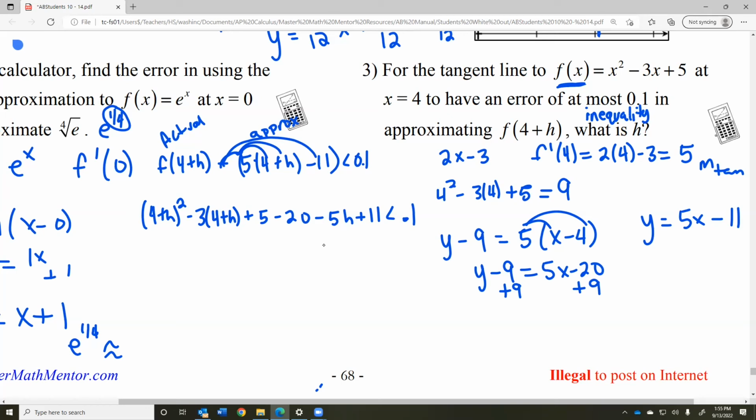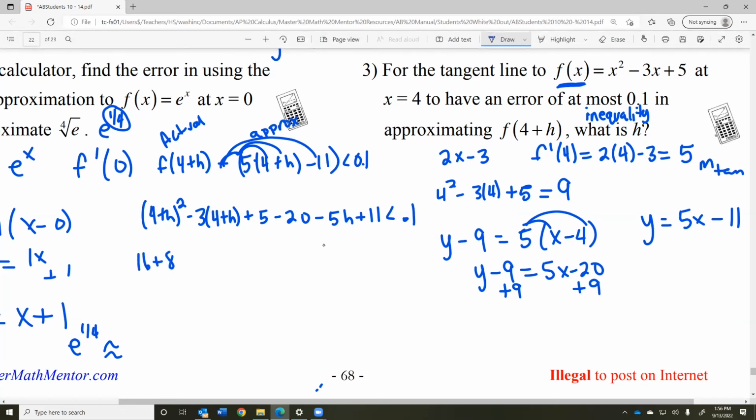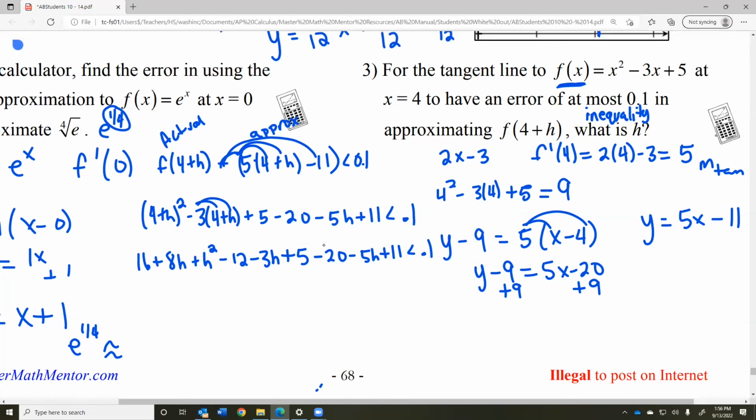All righty. Do some multiplying. 4 plus h squared would be 16 plus 8h plus h squared. Distribute our negative 3. We get negative 12 minus 3h plus 5, and then minus 20 minus 5h plus 11, and that's still less than 0.1. So we're solving an inequality at this point.